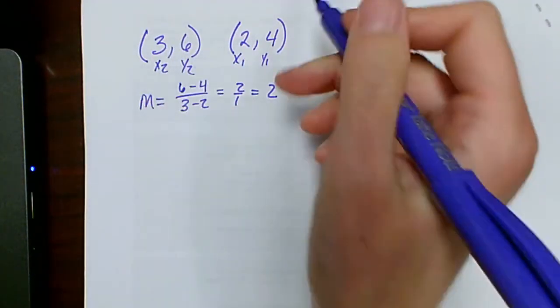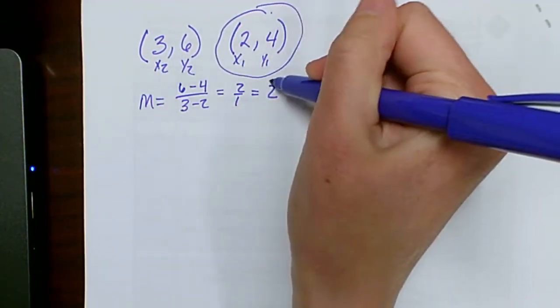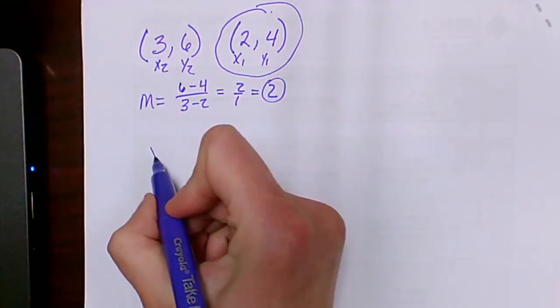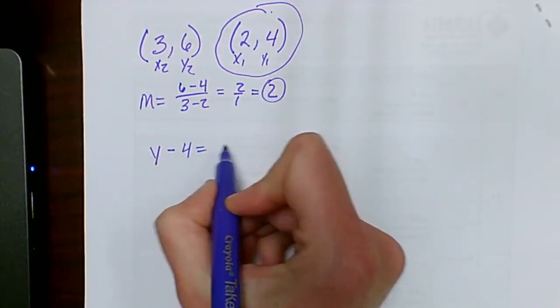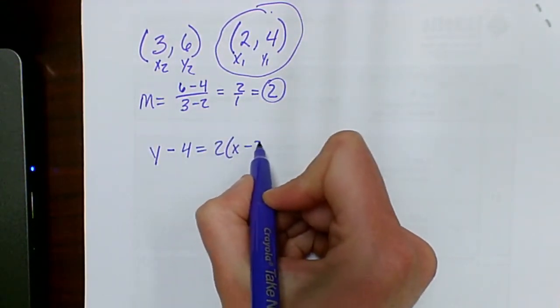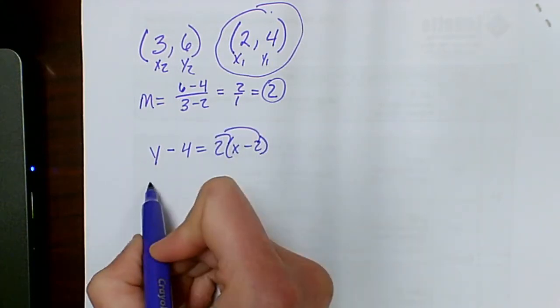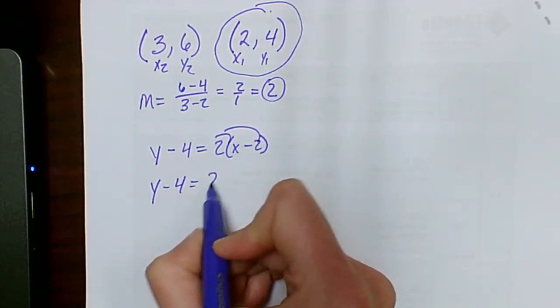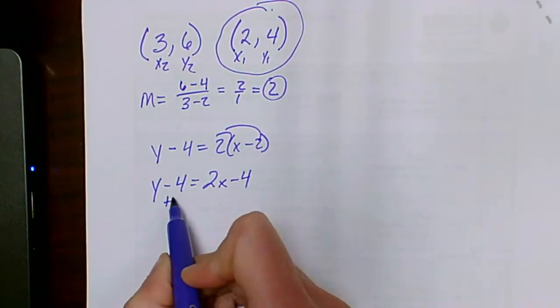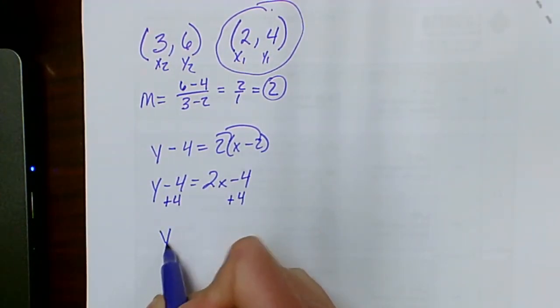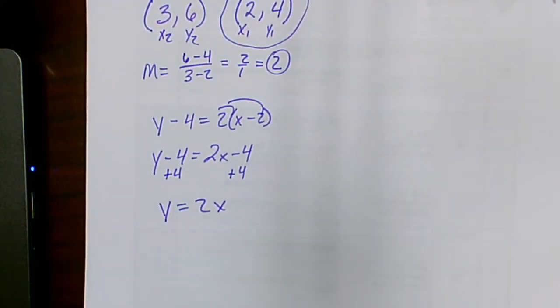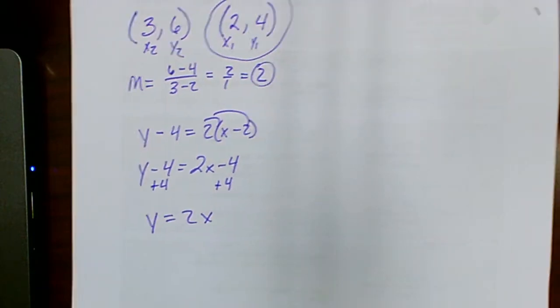We have 1 point. I'm going to use this point and this slope to help me. Y minus 4 equals 2 times x minus 2. Distribute that 2 through. 2x minus 4. Add the 4 over. Y equals 2x plus 0, or just 2x. Y equals 2x.